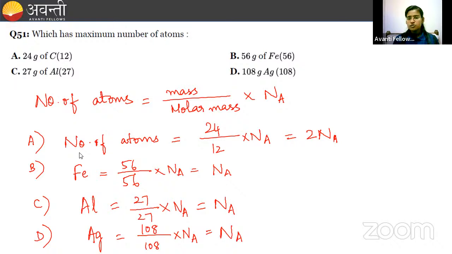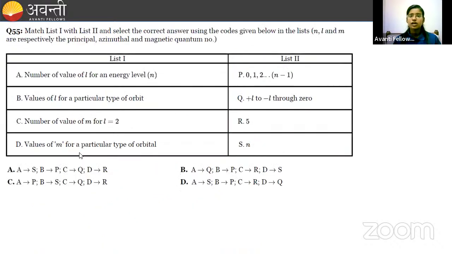So among these 4 options, the one which has the maximum number of atoms is option A, because there we have the number 2 multiplied with the Avogadro number, and in the remaining options we have only the Avogadro number. Okay, so option A is the correct answer for this question. Got it? So I hope you understood this question. Now let me move on to the next question, which is question number 55.